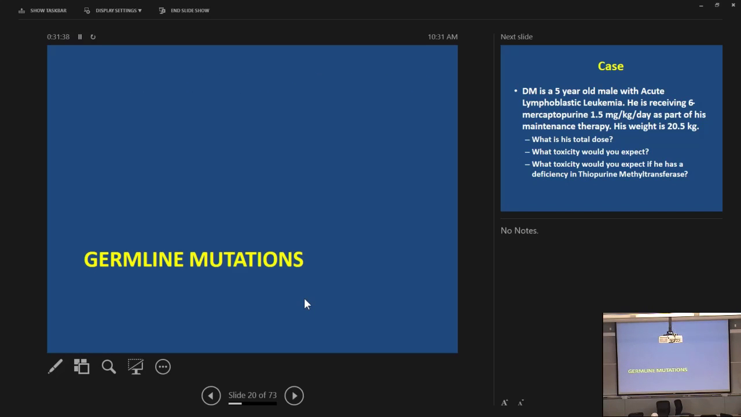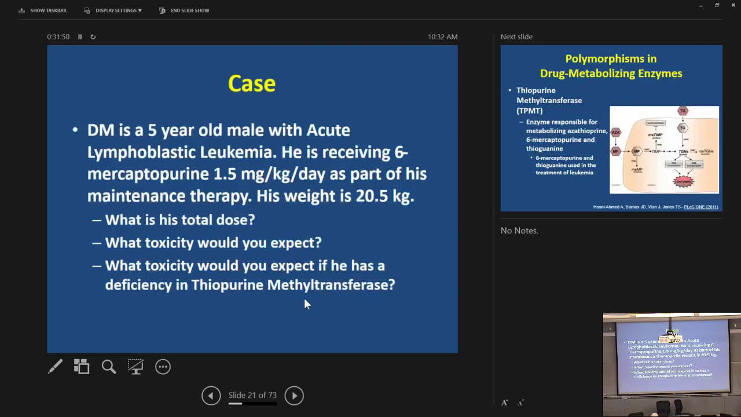All right, so let's talk about germline mutations. We've not really talked about germline mutations. We spent most of our time talking about somatic mutations in PT7, but germline mutations are important. The first germline mutation we'll talk about, we'll put this case up here to have you think about it as we talk through these mutations.